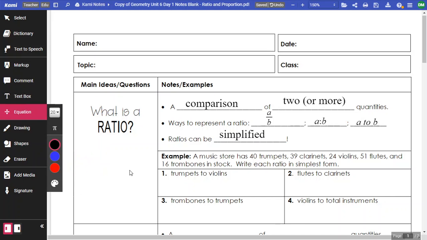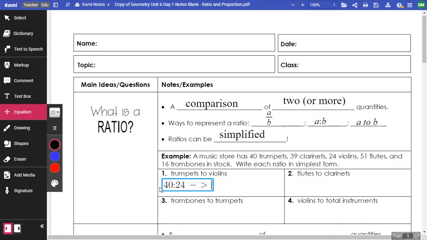Okay, so first off, a music store has 40 trumpets, 39 clarinets, 24 violins, 51 flutes, and 16 trombones in stock. And we want to write each ratio in simplest form. So the first thing we need is trumpets to violins. So let's see, there are 40 trumpets, and there are 24 violins. So we've got our ratio, but it's not in simplest form because there is a greatest common factor other than 1 that can be taken out of both of these numbers.